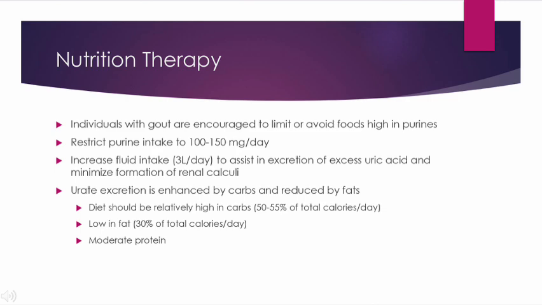Now, let us put this into a simple clinical example. If a patient with gout typically eats fried meat, drinks beer regularly, and consumes very little water, they are at high risk of recurrent gout attacks. So our intervention would be: reduce intake of high purine foods, increase water intake, shift to a balanced diet with more carbohydrates, and limit fat intake.